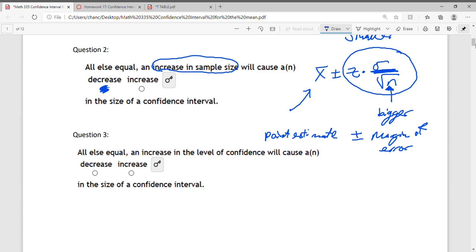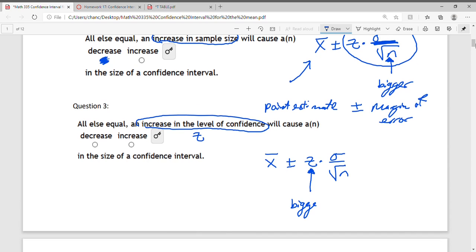For question 3, all else equal, an increase in the level of confidence will cause a decrease or increase in the size of a confidence interval. Now again, I'm going to refer back to the formula x bar plus or minus z times sigma over the square root of n. This time we're increasing the level of confidence. That means we're changing the value of z. So if I'm increasing the level of confidence, what happens to z? Well, z gets bigger. And if I'm multiplying by a bigger number, what happens to my margin of error? It gets bigger. So I'm adding and subtracting a larger margin of error. Therefore, the size of the confidence interval will also increase.